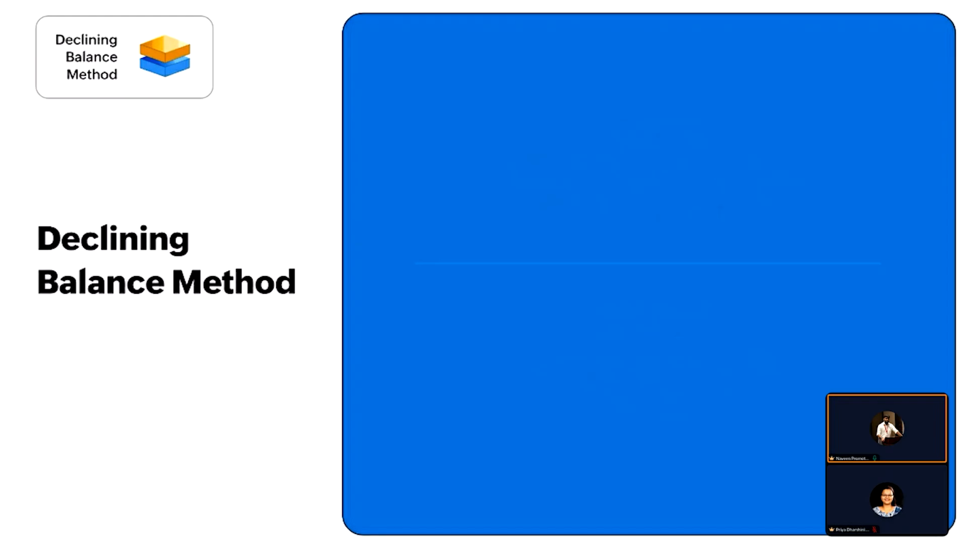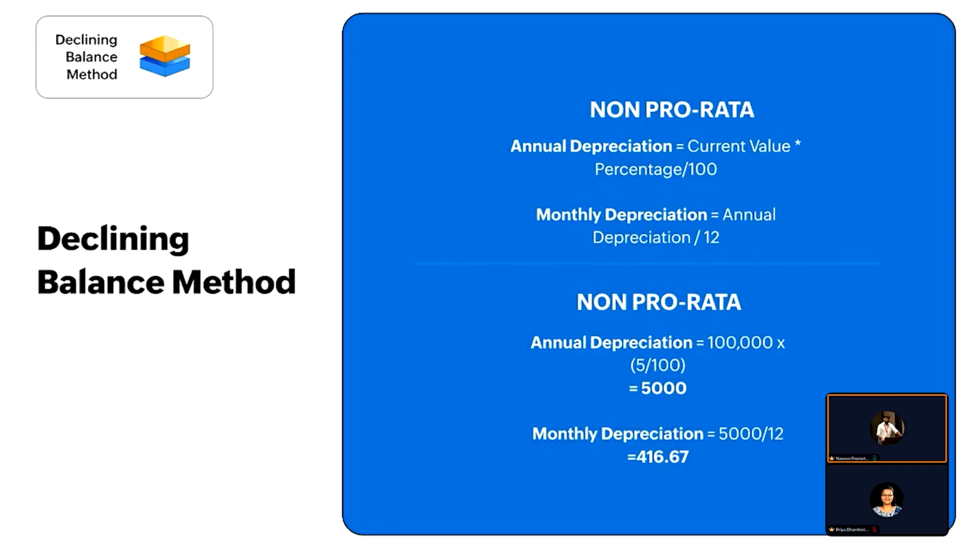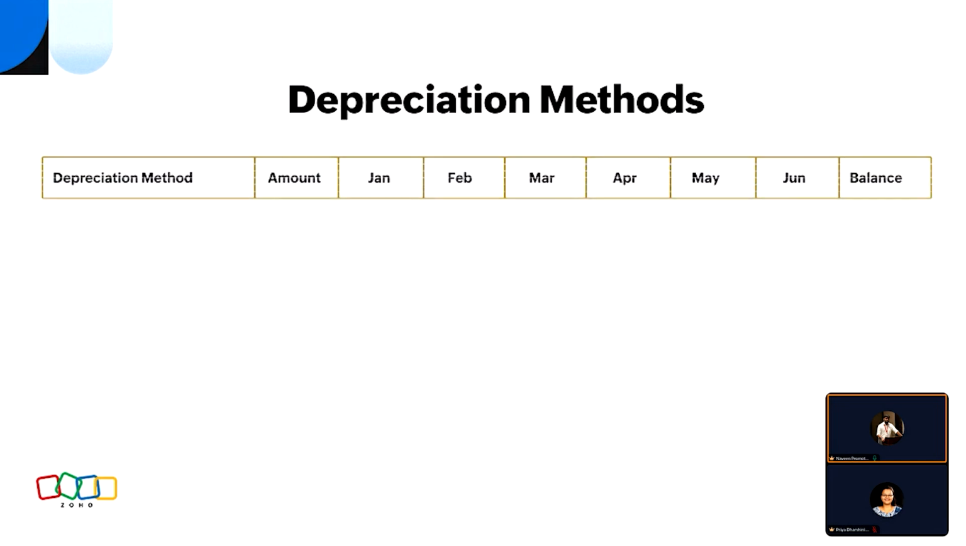However, in terms of a non-pro rata calculation for the declining balance method, the annual depreciation will be the current value into the percentage divided by 100, and the monthly depreciation will be calculated from that, say your annual depreciation divided by 12. Now, to give a number to it, the annual depreciation for this 1 lakh will be 5,000 and the monthly depreciation value will be 416.67.